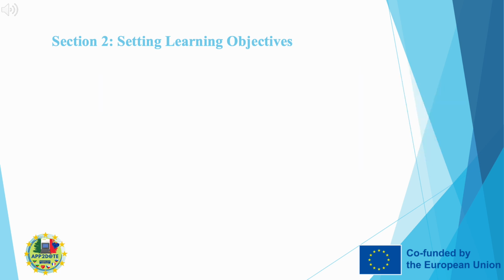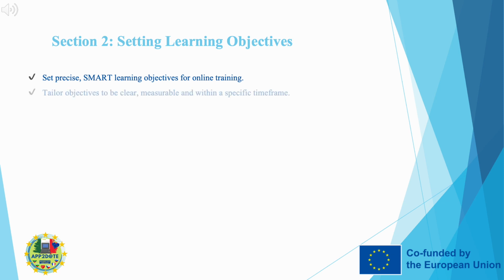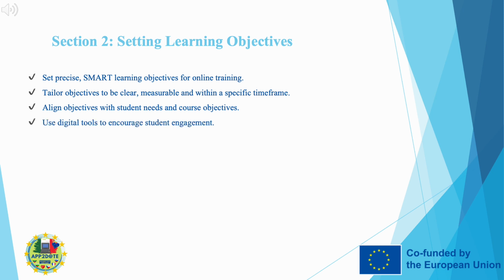Section 2. Setting learning objectives. Set precise, smart learning objectives for online training. Tailor objectives to be clear, measurable, and within a specific timeframe. Align objectives with student needs and course objectives. Use digital tools to encourage student engagement.